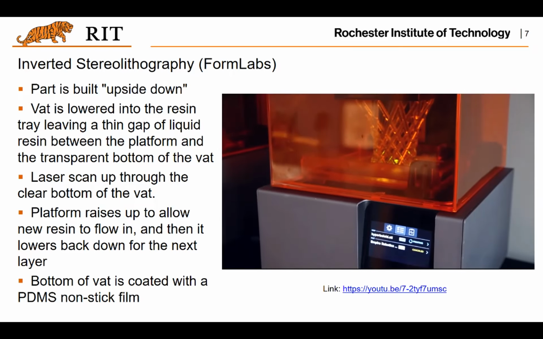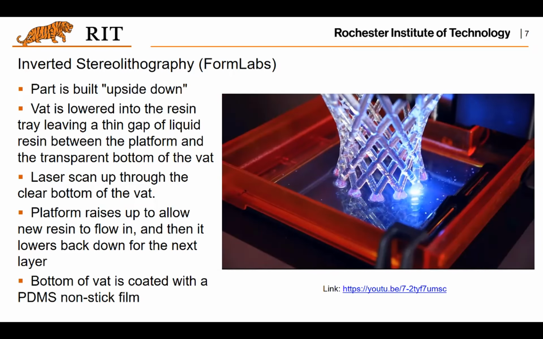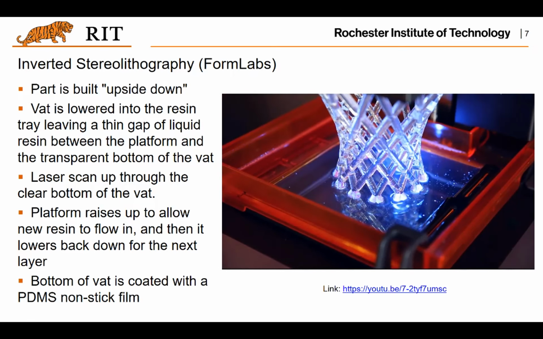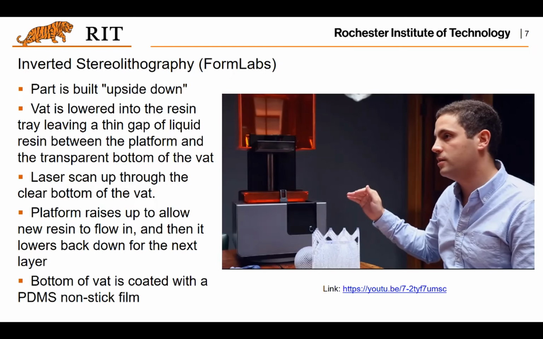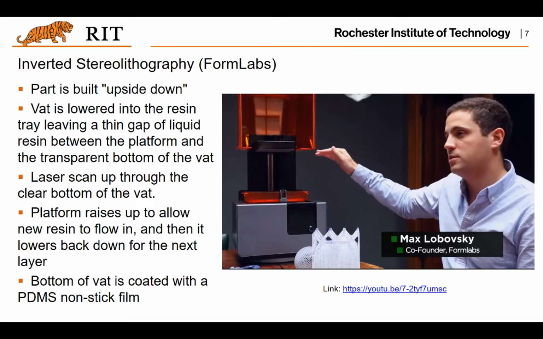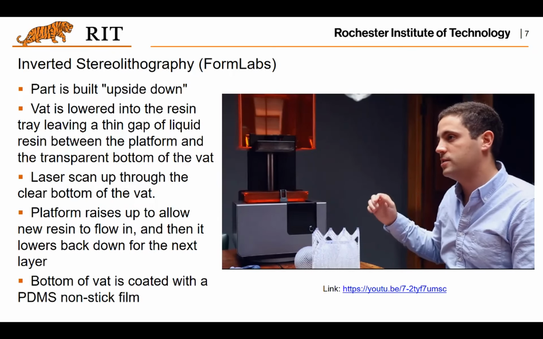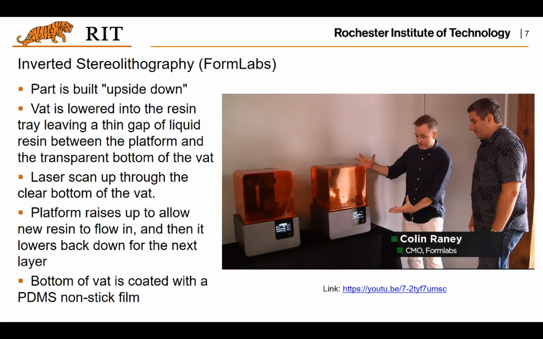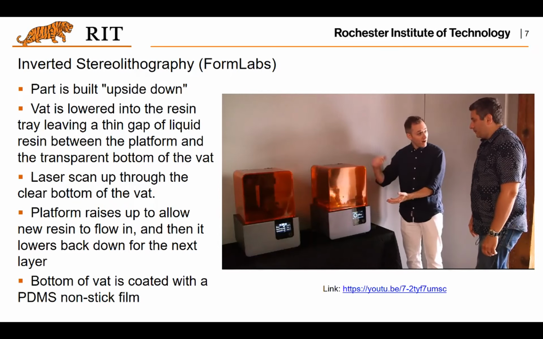The build platform starts lowered down all the way into the tank, and there's a layer of this liquid resin in the tank. And a laser comes in from the bottom, and it scans across the bottom surface of the resin, and wherever it goes, it solidifies a layer of the resin, and it sticks to the build platform. And then you lift the build platform up one layer, and you repeat that process layer by layer. There's kind of two big differences when you look at the machine. It's the experience of using it, but more importantly, what you get out of it. And so, if you want, I can crack open the hood.